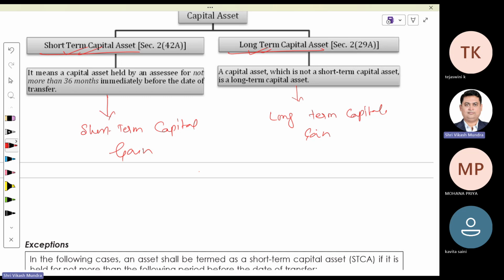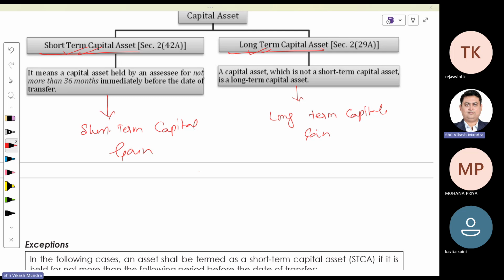In general, if you are transferring a short-term capital asset and you earned a profit, that would be considered as a short-term capital gain. On the contrary, if you are transferring a long-term capital asset, whatever gain you are generating, that would be termed as a long-term capital gain.